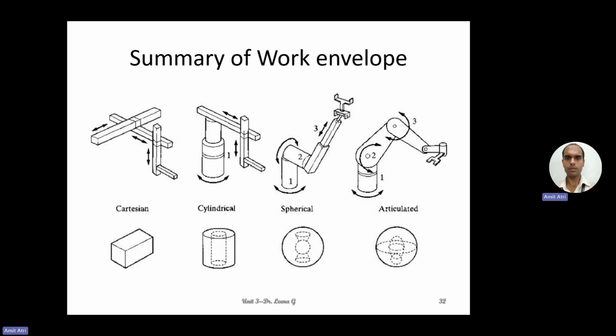So here we can see the different types of work envelopes which we just studied: Cartesian, cylindrical, spherical, articulated. In this type of shape, the 3D space, it can move or do some type of useful work.